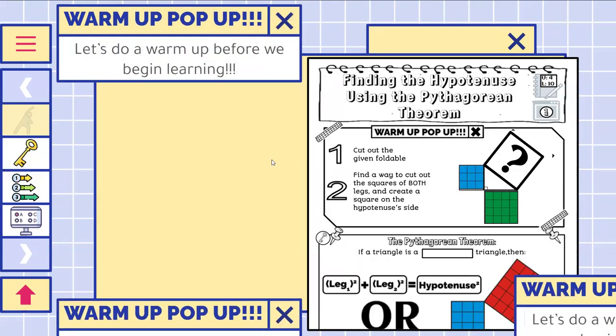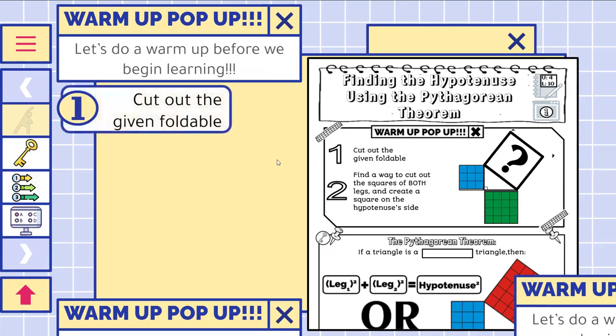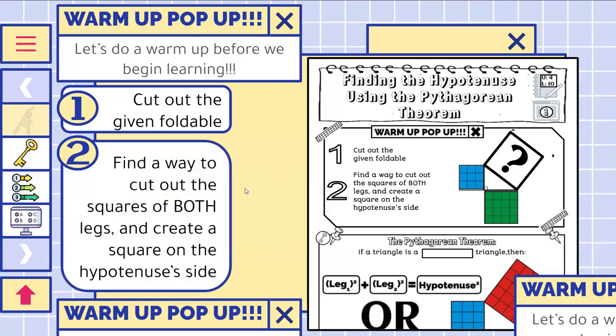So, with your notes, you have a foldable. Your first task is to cut out the given foldable. So you have just this part exposed. From here, you want to find a way to cut out the squares of both legs and create a square on the hypotenuse side. So you have these squares here, these squares here. You need to find a way to cut out and reorganize them so you make a square for your hypotenuse. I'm really excited to see how you go about doing that because there's actually a lot of ways you could. So I'm curious to see how you ended up making your new square using these squares.